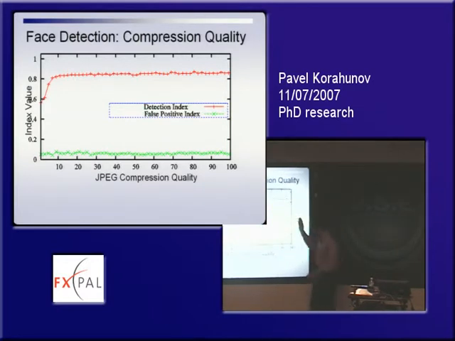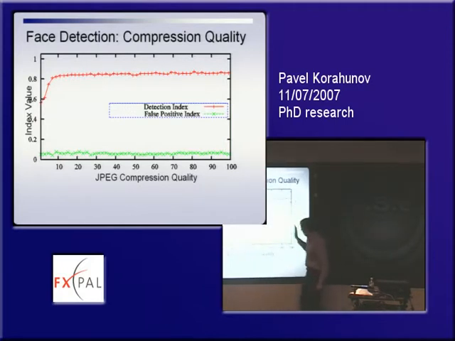What we do is take all our 507 faces in the MIT CMU dataset, compress them with a particular quality, and then run the face detection algorithm on those images. We note how many faces are detected and divide by the total number of faces, and that gives us one point on this red curve. So it's a detection index, which is basically the percentage of faces detected.